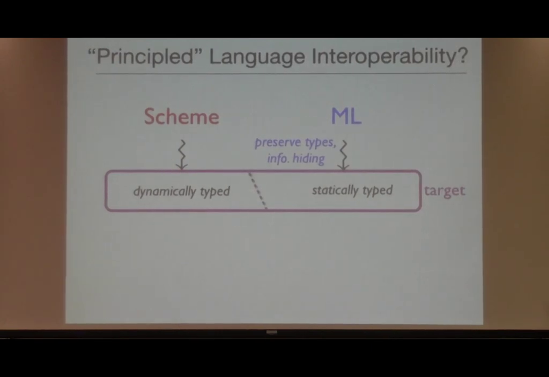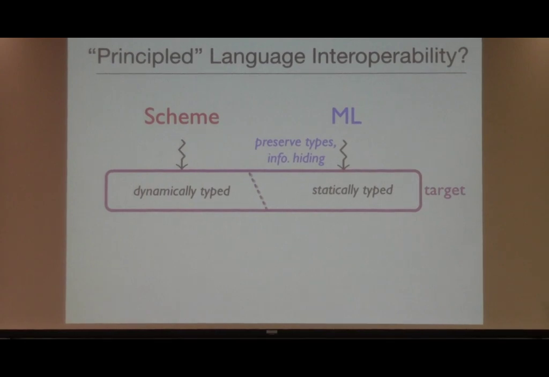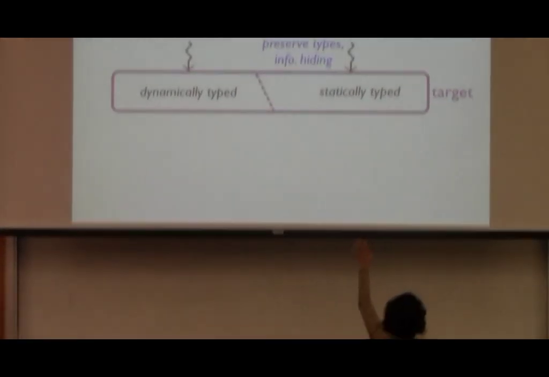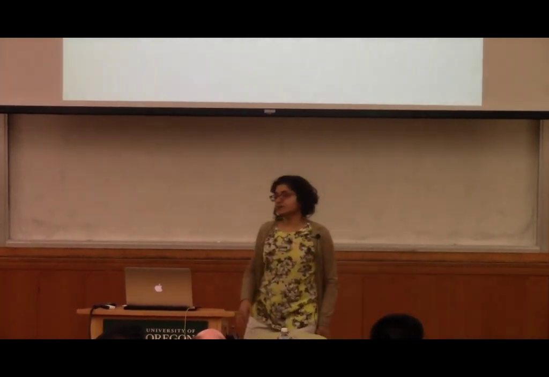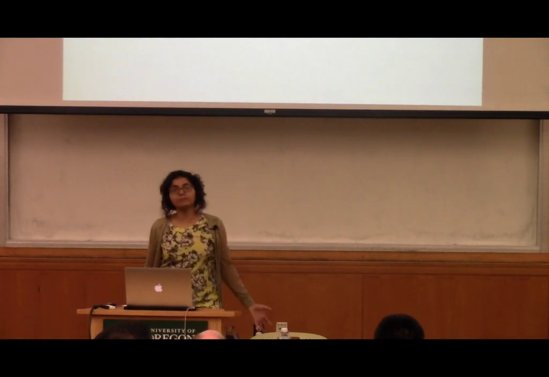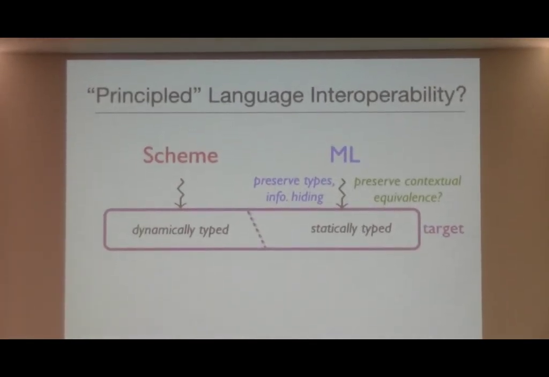Now I sort of want to question my own use of the word principled. What does principled language interoperability even mean? And this is back to the question of when I asked you, should you be able to link with behavior that you don't have in your language? So let's take Scheme, compiling it, let's say, to this imaginary dynamically typed fragment of my target language, and I'm compiling ML. Now, do you want to write an ML compiler that only preserves types, or do you want to write an ML compiler that also preserves contextual equivalence?